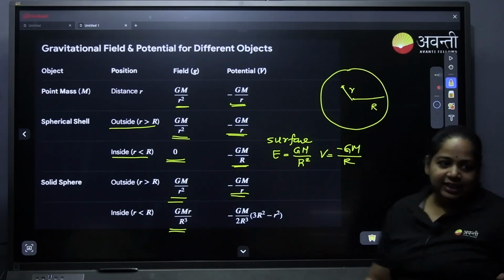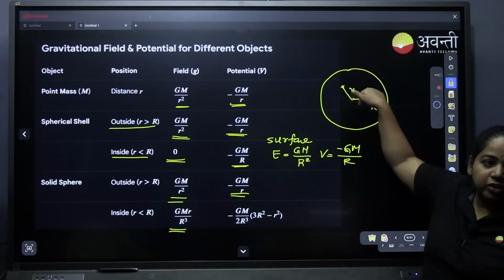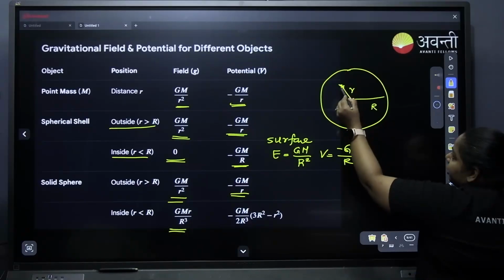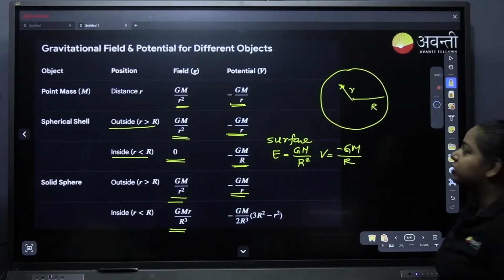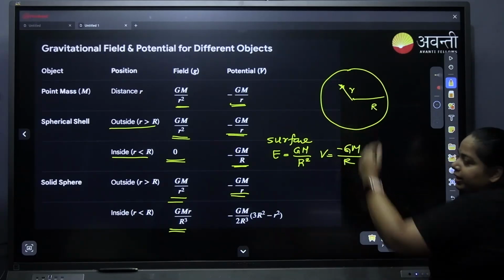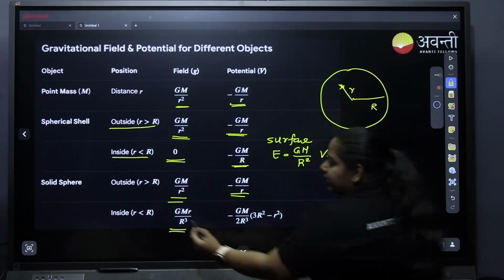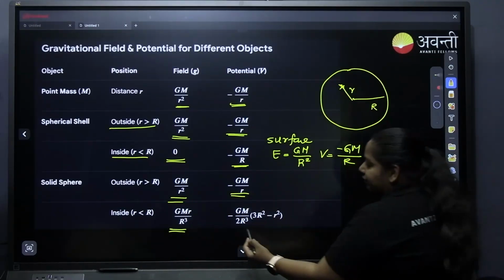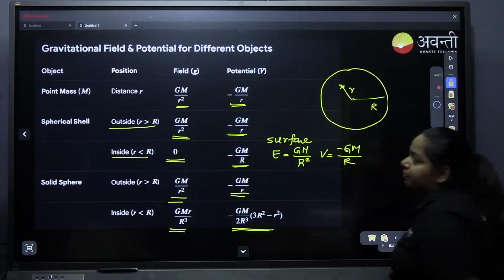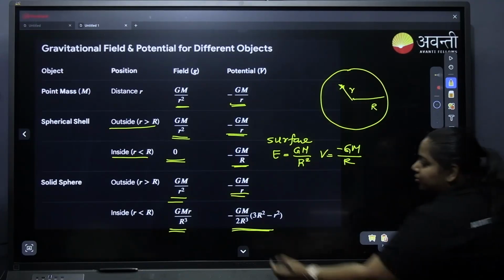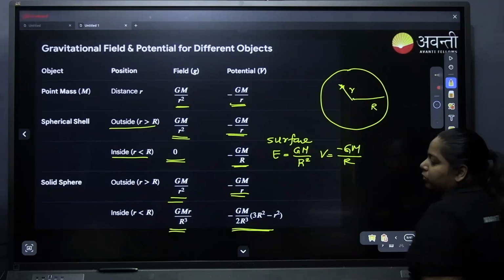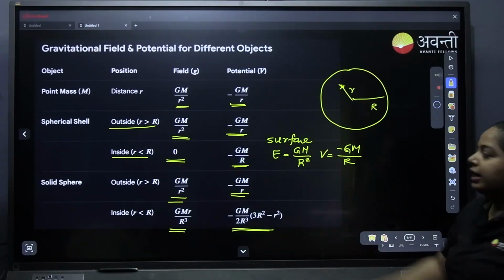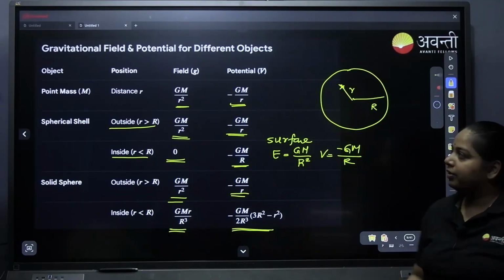Okay, so what I was saying was, if this is the solid sphere we are taking and R is its radius, and this is the point where we are calculating field and potential, the distance to that point is small r. That's why Gm small r by capital R cube, and field will have this equation. Sorry, potential will have the equation minus Gm by 2R cube into 3R square minus small r square. So please learn these formulas.